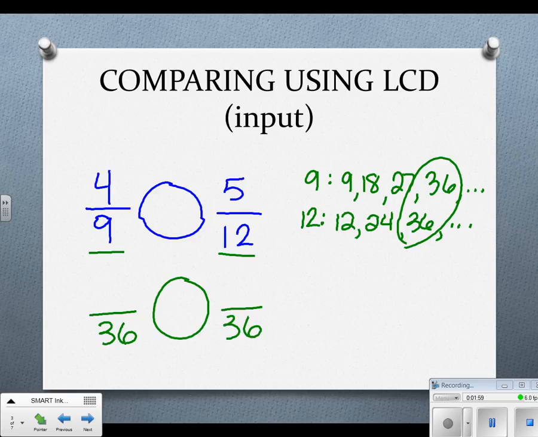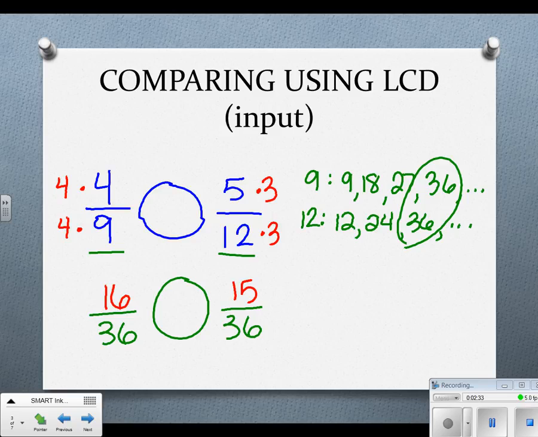Okay. Now if we change a denominator in a rational number, we have to change the numerator as well. We know that 9 times 4 gives us that 36, so we do the same to the numerator. 4 times 4 to give us 16. And we know 12 times 3 is 36, so we do the same to the numerator to get 15. So then we see we have 16 out of 36 and 15 out of 36.